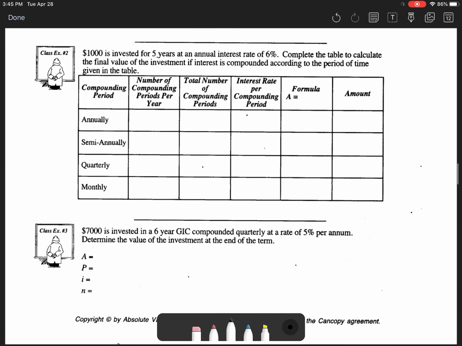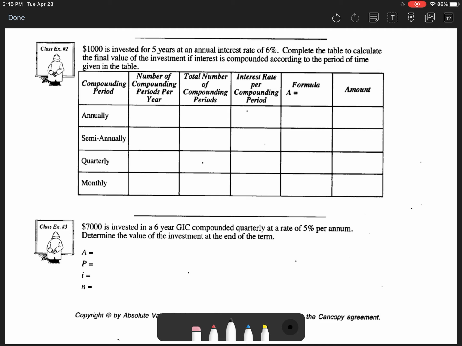So I'll refer to those I and N variables quite often in these questions, and it's about how often your interest is being calculated. I will make sure that we are crystal clear on that as we move forward. In the first question, it says $1,000 is invested for 5 years at an annual interest rate of 6%. So you get 6% for the whole year. I'm investing $1,000, and the term is going to be 5 years. There's some important information in the first sentence.